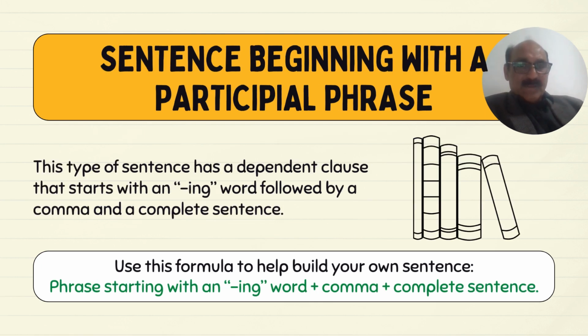The next important structure that is used in English writing is beginning a sentence with a participle phrase. Now, what is a participle phrase? This type of sentence is a dependent clause that starts with an "ing" word followed by a comma and a complete thought. You can use this formula to write sentences beginning with a participle phrase: phrase starting with an "ing" word followed by a comma and followed by a complete sentence. Now, when you look at some examples, you will understand this type of structure.